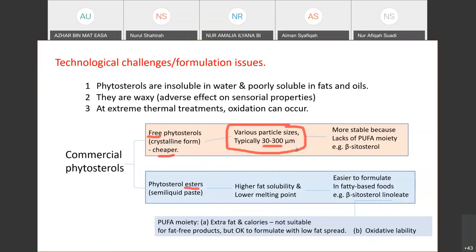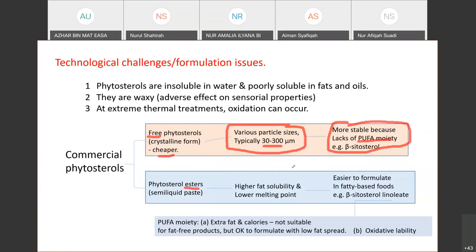Why? Well, like ice cream, if the sugar inside the ice cream recrystallizes, increasing the particle size, people will detect the coarseness of the ice cream. That's no good. So the higher the particle size, the higher the chances that it becomes coarse. But the good thing, it is more stable because it doesn't have this PUFA moiety, for example beta-sitosterol.